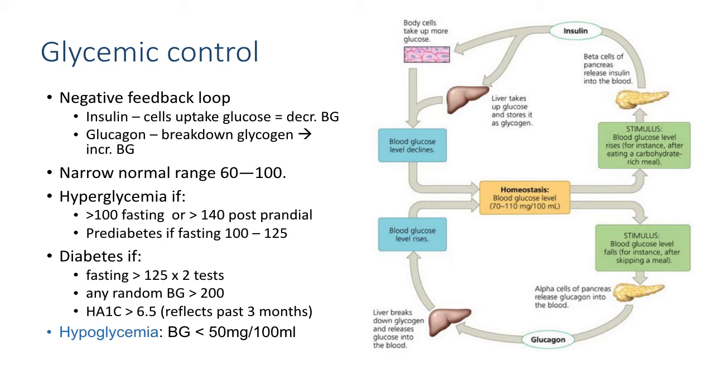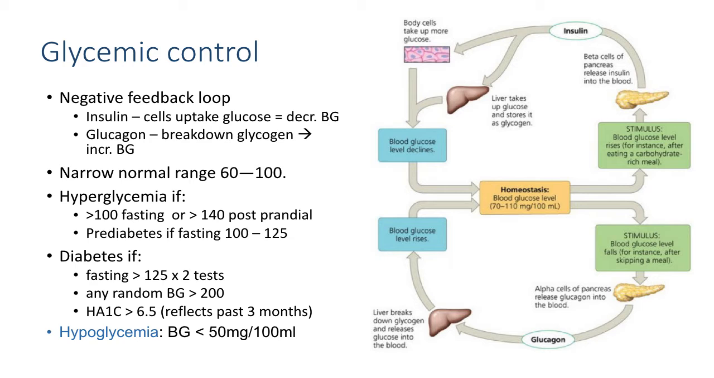Hemoglobin A1C greater than 6.5 will give you a classification of diabetes. So if you take a random sugar on someone and you don't get an elevated sugar at that time, but they have a hemoglobin A1C of 6.5 or greater, that is a classification for diabetes.